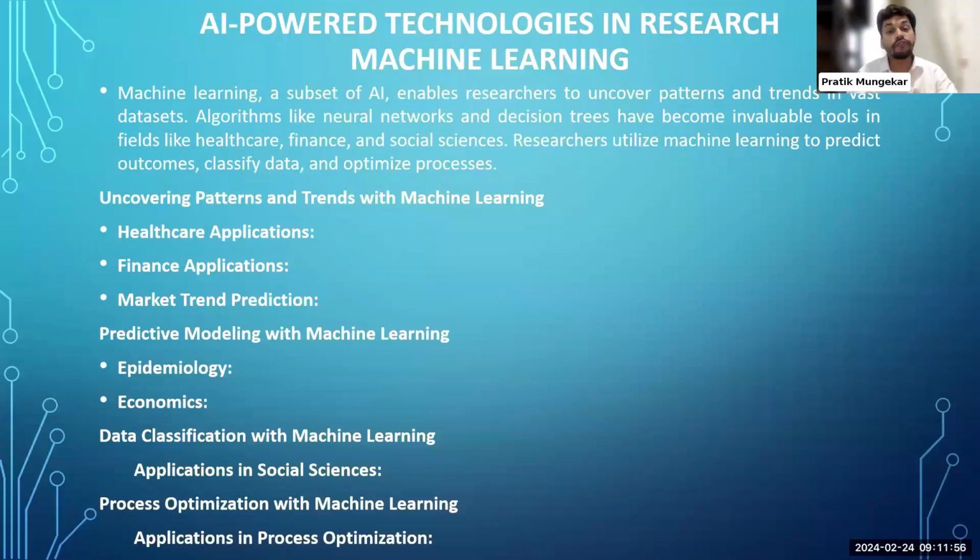So the significance of process optimization with machine learning is twofold. First, it enhances operational efficiency by reducing waste, minimizing downtime, and improving the quality of products and services. In manufacturing, for example, this can lead to higher production rates, reduced defects, and better resource utilization.